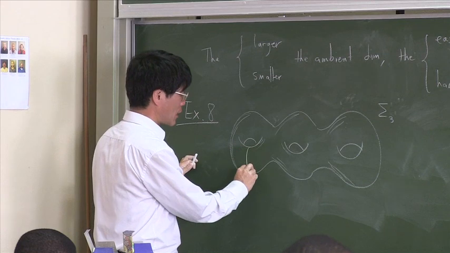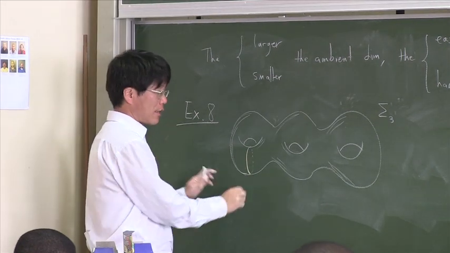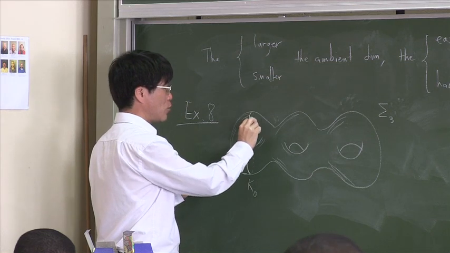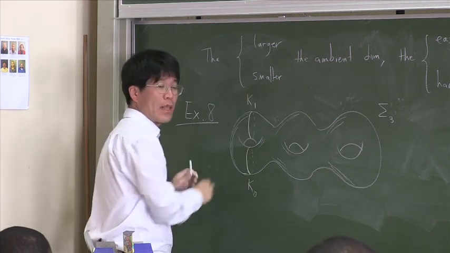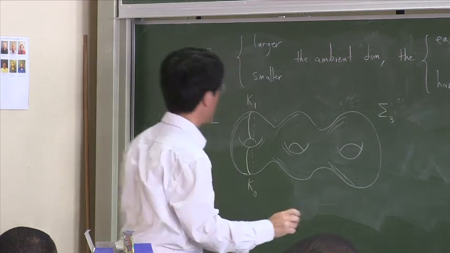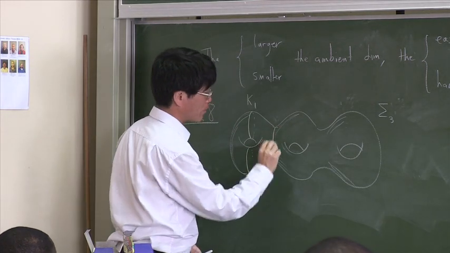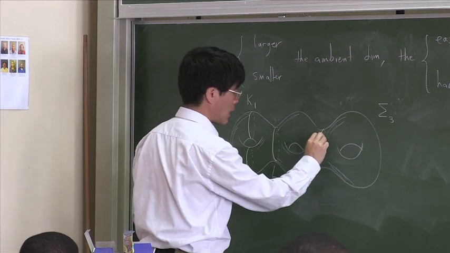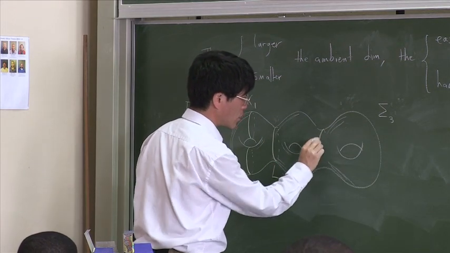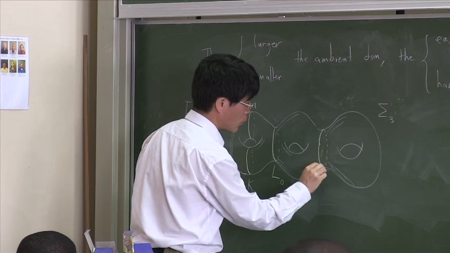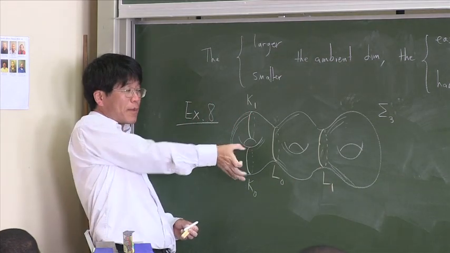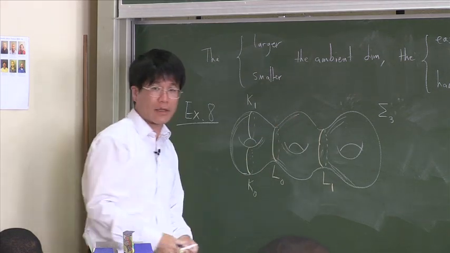Let's consider the following loops. This one, which we shall call K0. This one, which we shall call K1. And this one, which we shall call L0. And this one, which we'll call L1. Is the picture clear? I put a rubber band here, here, here, and here.